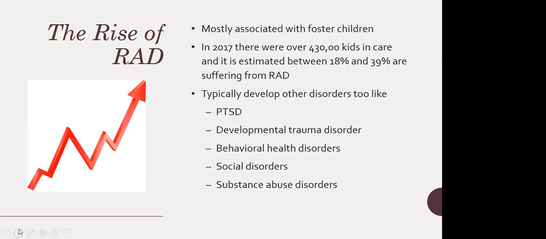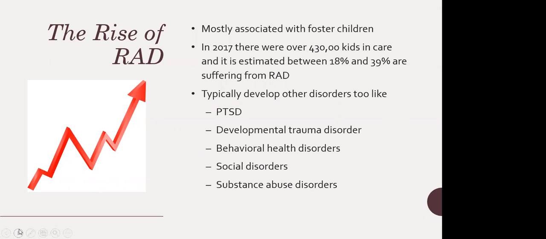So, we're going to talk about the rise of RAD next. Reactive attachment disorder is a rapidly developing issue in the world of psychology and social work. It's mostly associated with foster children that have been taken into state's custody for issues such as neglect, physical, sexual, and/or emotional abuse and other maltreatment, which makes complete sense considering the biggest reason that RAD happens is because of the child not receiving their basic needs being met at such a young age.